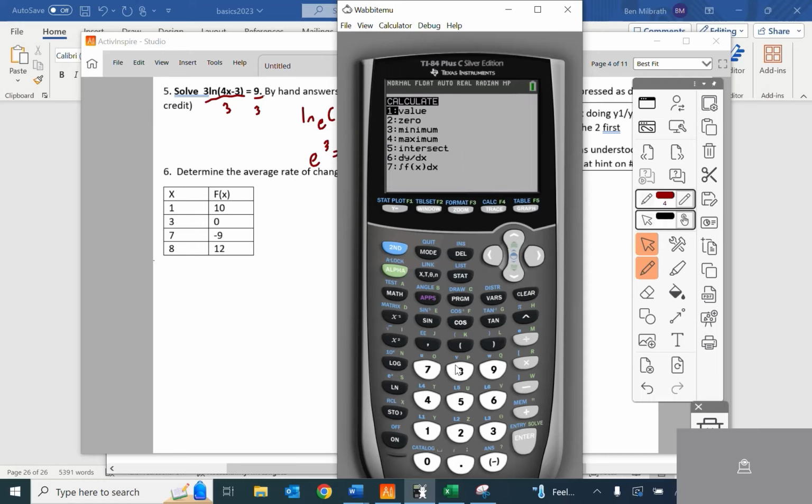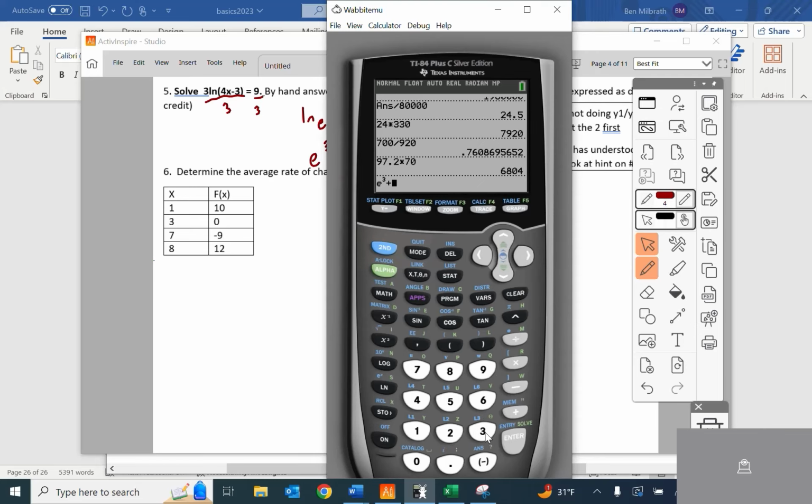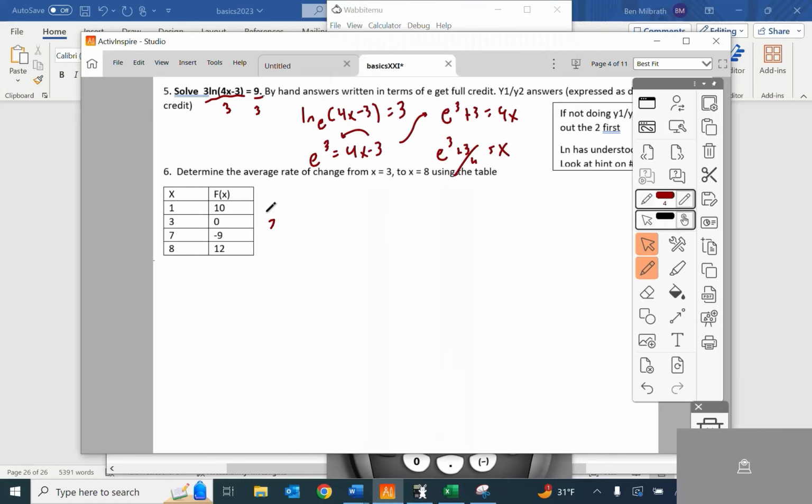Second trace 5. Press that cursor a couple times. Enter, enter, enter. And I got 5.7714. Alright, let's check my answer. My answer was, I think, e cubed plus 3, all divided by 4. So we match 5.7714.